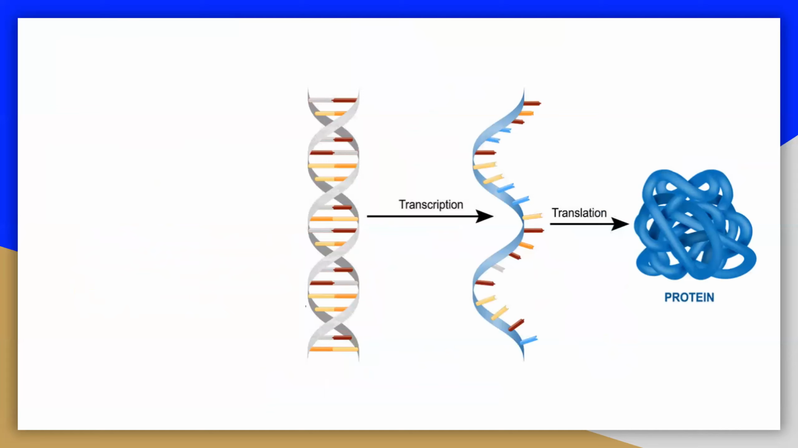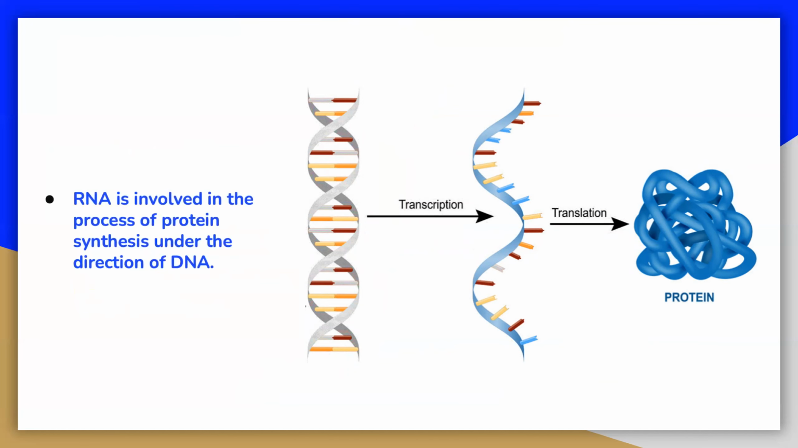The messenger RNA sequence is therefore used as a template to assemble the chain of amino acids that form a protein. To sum up, RNA is involved in the process of protein synthesis under the direction of DNA.